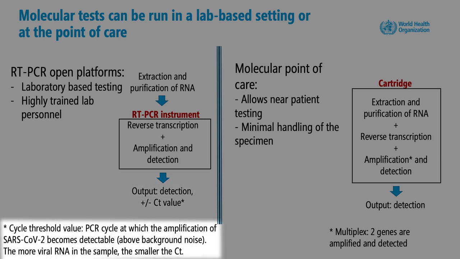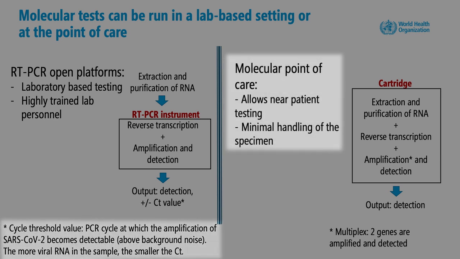CT value refers to the PCR cycle at which the amplification of SARS-CoV-2 becomes detectable above background noise. The more viral RNA in the sample, the smaller the CT. It's however important to remember that the CT values are not directly comparable across RT-PCR platforms.